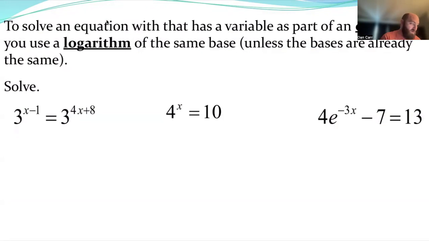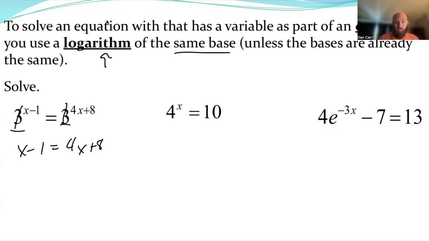So for example, in the first one, one strategy when we want to solve an equation where the variable is part of an exponent is to use a logarithm of the same base, unless the base is already the same. With the first case, we already have base 3, so we can just ignore the bases. The only way for 3 to the x minus 1 to be equal to 3 to the 4x plus 8 is if x minus 1 has to equal 4x plus 8. Okay? So now I can just solve this like a regular linear equation.